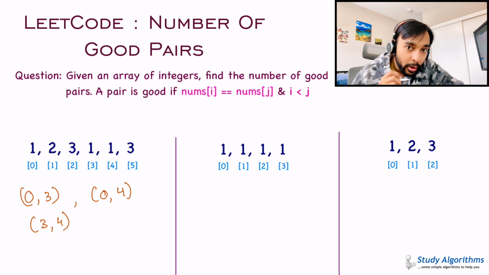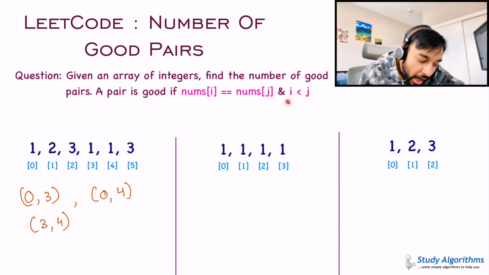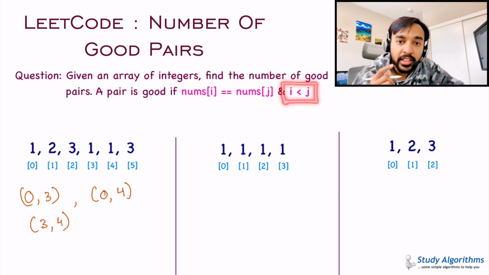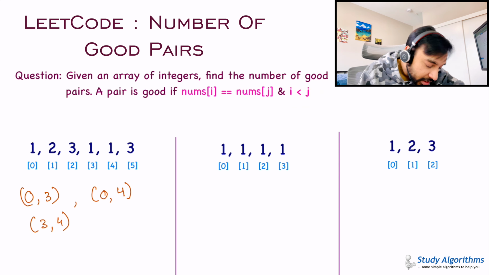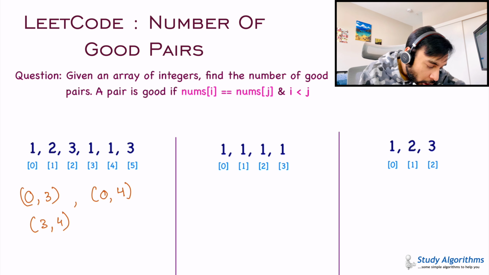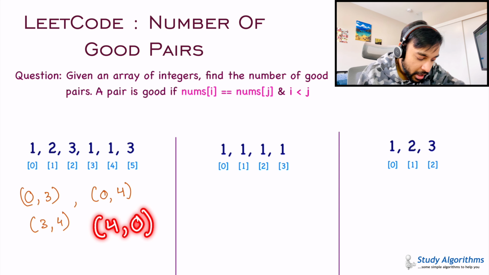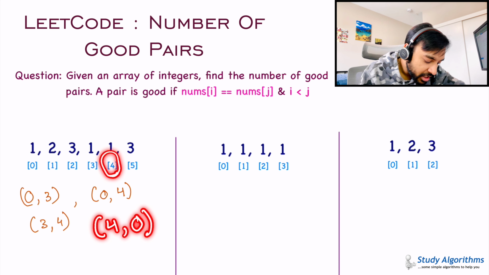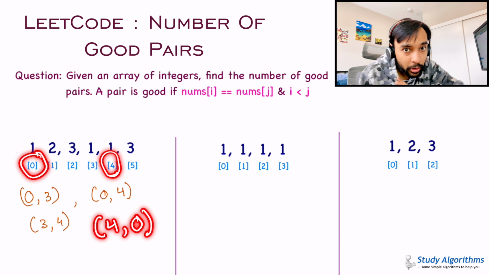Notice that in a good pair, the value of i should be less than j. What does that mean? It simply means that when you're finding a good pair, the first index should be smaller and the last index should be larger. So you cannot have a good pair that says 4, 0, because 4 is larger in this case than 0, although the element 1 is the same.